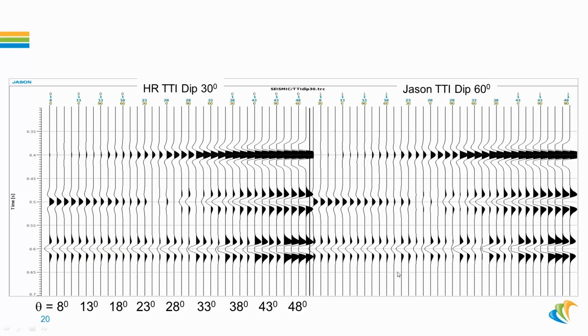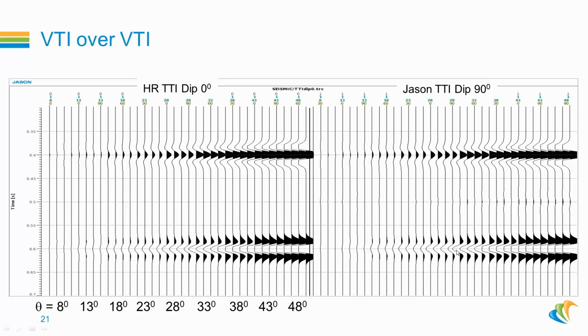Rotating a bit further, so now the TTI medium is becoming more towards the VTI medium, you see that again the synthetics are exactly the same. And when we rotate completely, so the TTI medium is horizontally stratified, you see that there's no reflection in between the VTI and the HTI medium, and there is no reflection at 0 angle. That's how the model was designed.